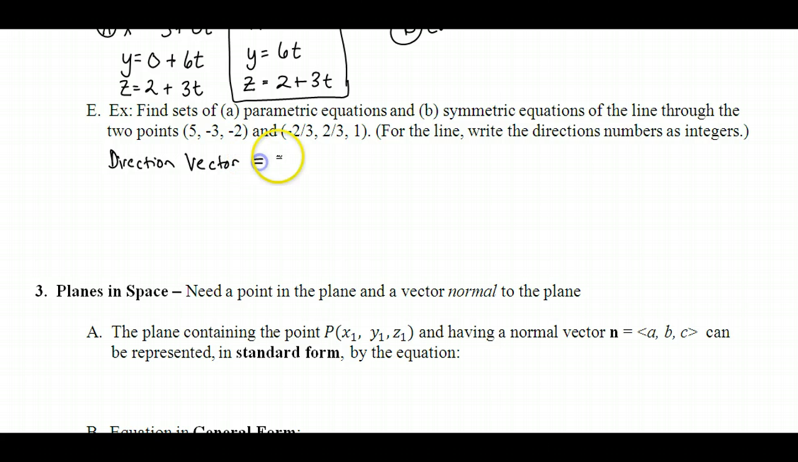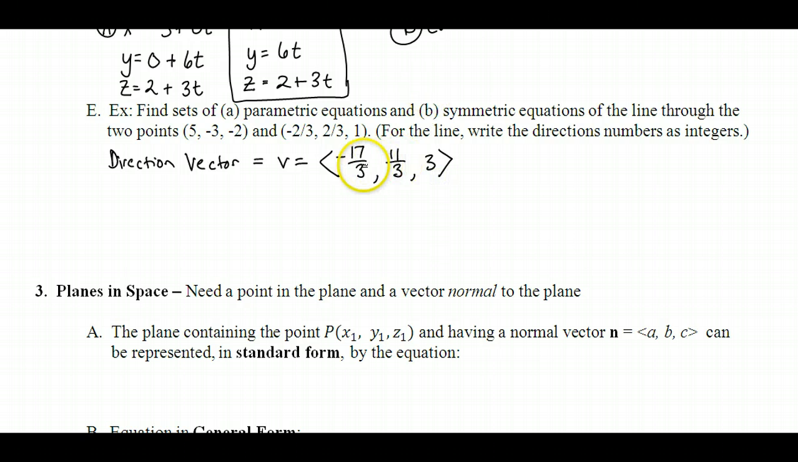So to find our direction vector, it's basically the vector between the two. Whatever order you want to do here, I'm going to take negative 2/3 minus 5. And negative 2/3, if I subtract 5, that's negative 17/3. If I take 2/3 and subtract a negative 3, that gives me 11/3. And if we take 1 minus a negative 2, that gives us 3. So here's our direction vector.